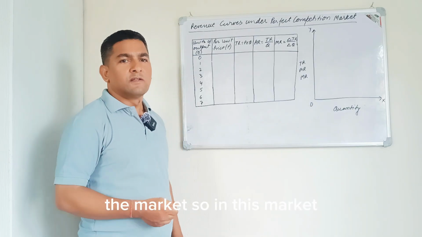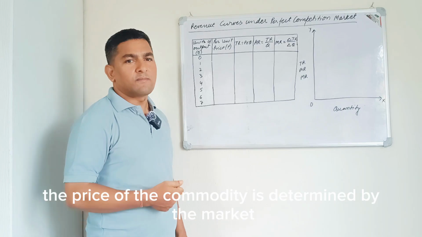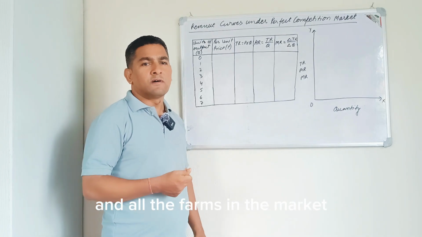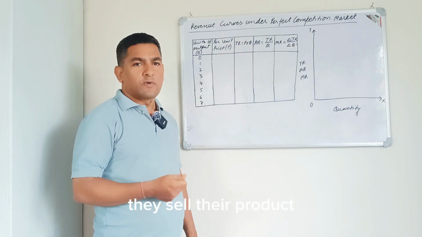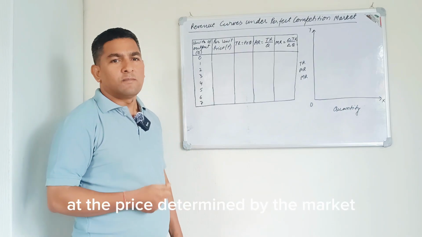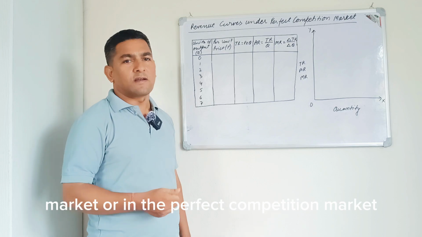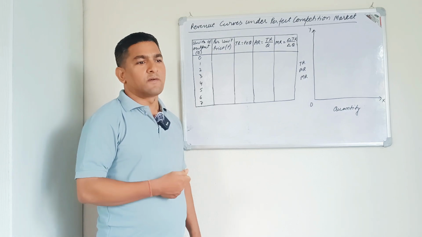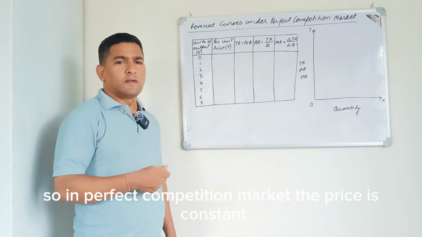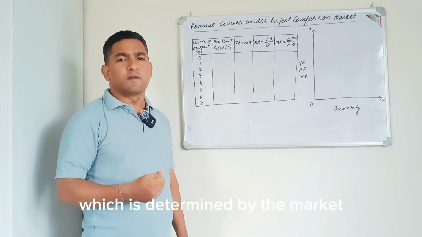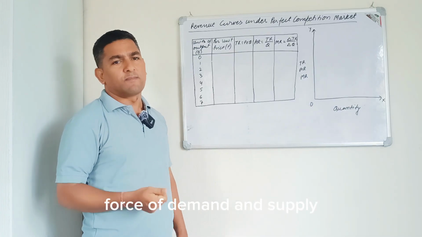So in this market, the price of the commodity is determined by the market, that means demand and supply. And all the firms in the market, they sell their product at the price determined by the market. So firms in the perfect competition market are price takers. So in perfect competition market, the price is constant, which is determined by the market force of demand and supply.